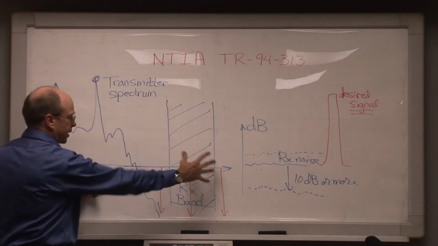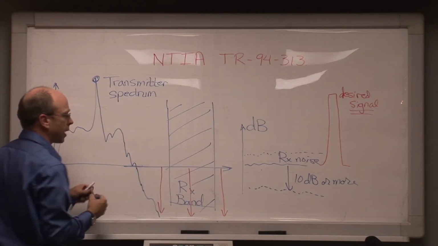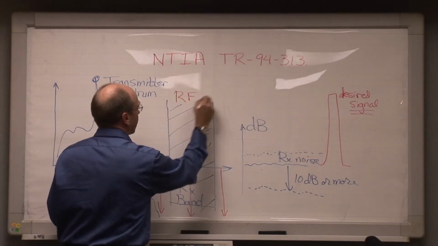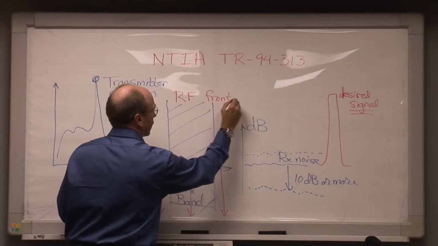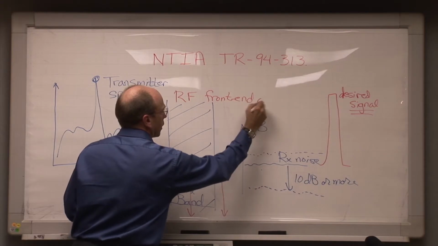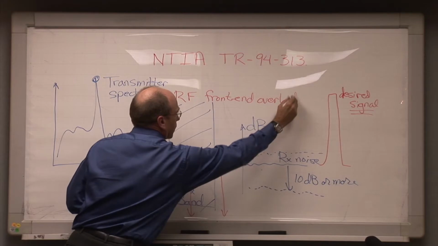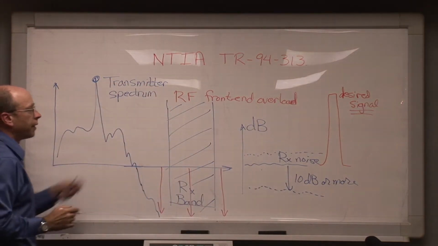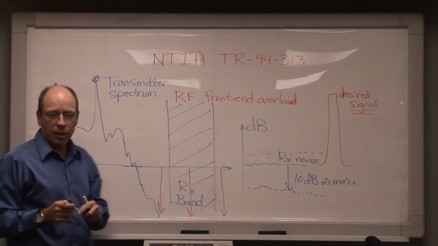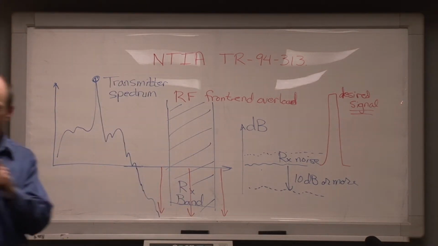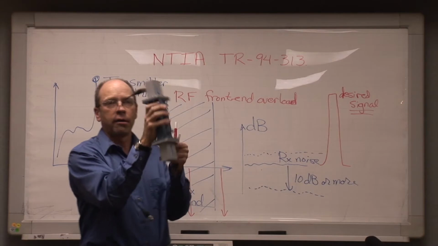If in fact you ascertain that this is what's happening and that RF front-end overload must be occurring in the receiver band under this circumstance, then what's the fix? The only possible realistic fix is going to be to install some kind of filter on the RF front end.